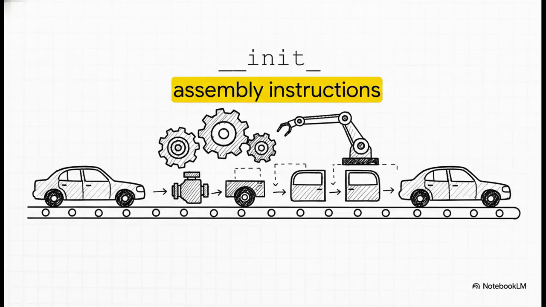An empty blueprint isn't much use, so we need to add the assembly instructions. And that's where this special underscore init method comes in. Think of it as the constructor. It runs automatically every time you create a new car object. It takes in the details, the make, model, and year, and that self keyword is just a way of saying, hey, attach these properties to the specific car we're building right now.